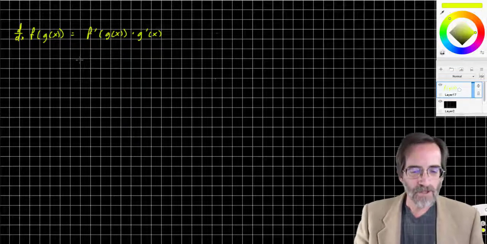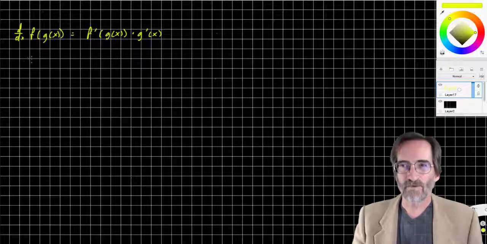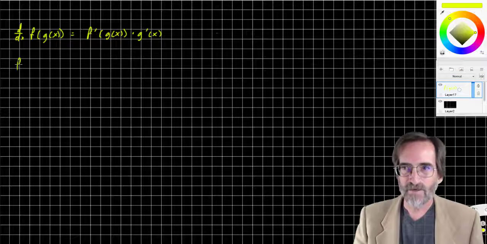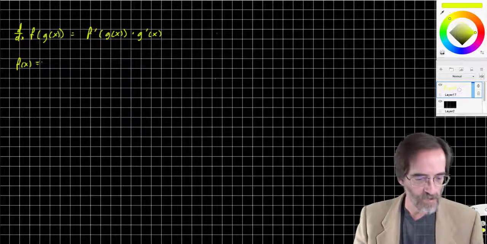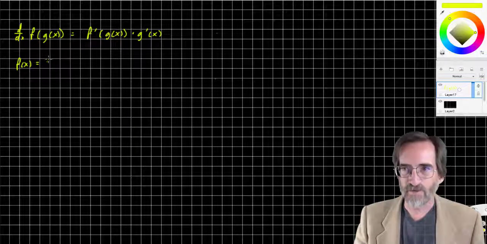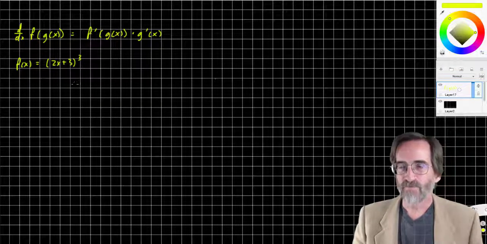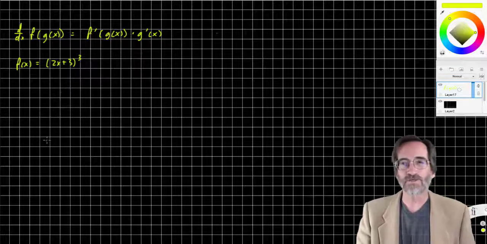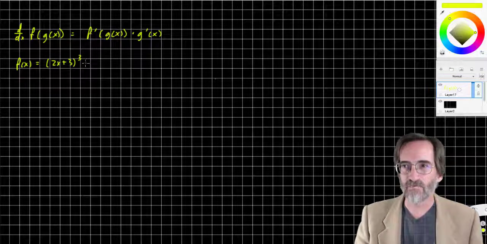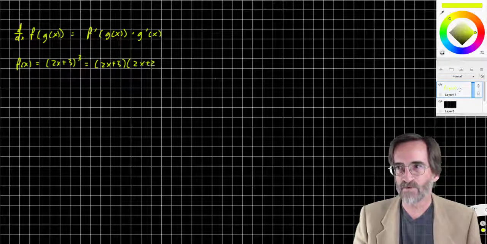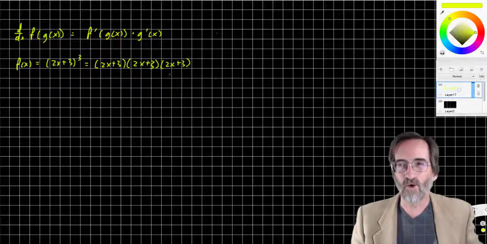Okay. Let's apply this to a couple of scenarios here. Let me give you one here. f of x equals (2x plus 3) cubed. And I want to differentiate this. Now, I could do this. I could multiply it out: (2x plus 3) times (2x plus 3) times (2x plus 3). And that would take quite a bit of work.